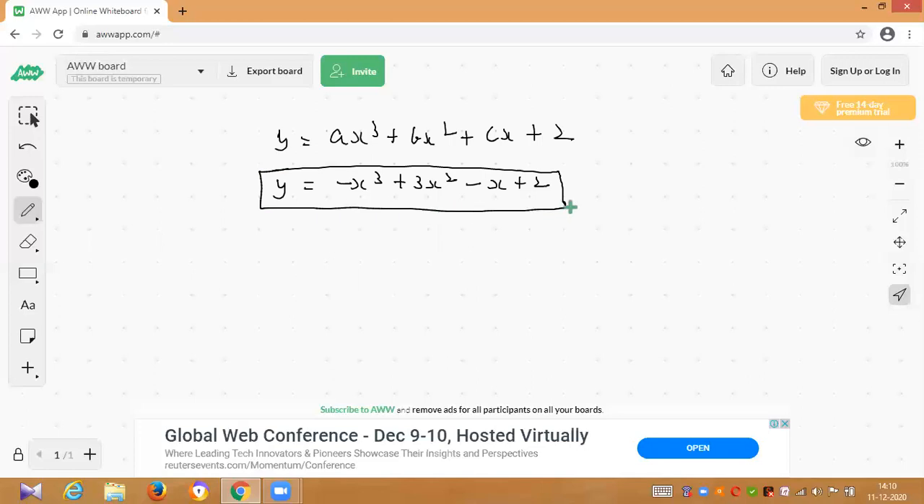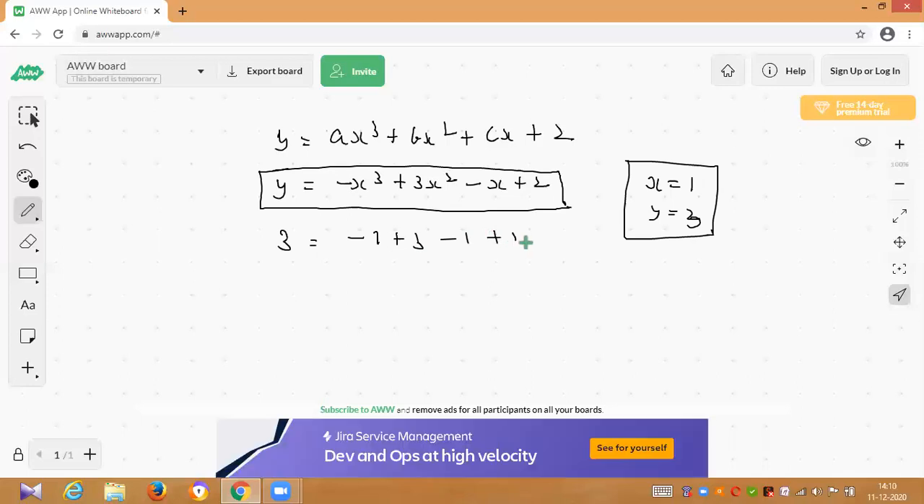This is what was asked, and this is how we process any information given in the sum. Now, once we found that equation, we need to check and verify whether the answer that we got is correct or not. So if I put x equals 1 and y equals 3 into this equation, I can write 3 equals minus 1 plus 3 minus 1 plus 2, and I can see that this gets cancelled and LHS equals RHS, it satisfies.